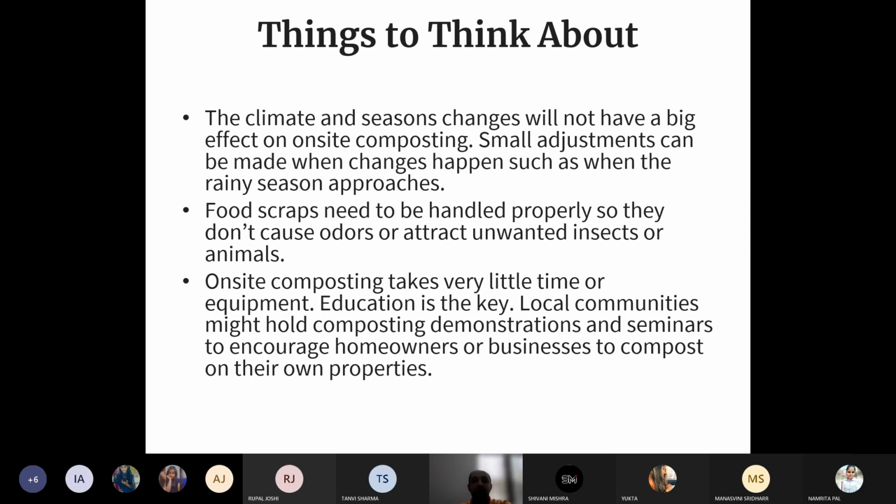Food scraps need to be handled properly so that they don't cause odors or attract unwanted insects or animals. On-site composting takes very little time or equipment. So ye kuch cheeze hain jo practice karne se pehle dhyan mein rakhni zaruri hoti hain. But now just think about vermicompost. Vermicompost mein equipment ki zarurat hai hi nahi.